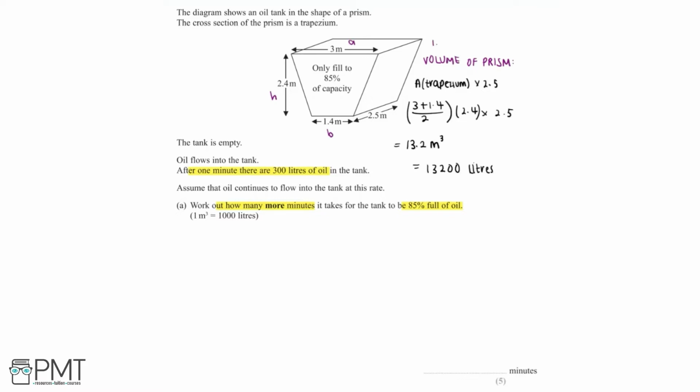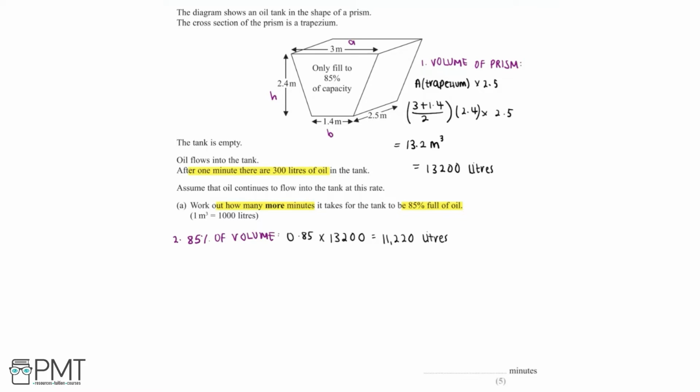Since we're asked to find how many more minutes it takes for the tank to be 85% full of oil, the next thing that we can do is to find 85% of the total volume of the prism. So to do this, we can do 0.85 multiplied by 13,200, which is equal to 11,220 litres.